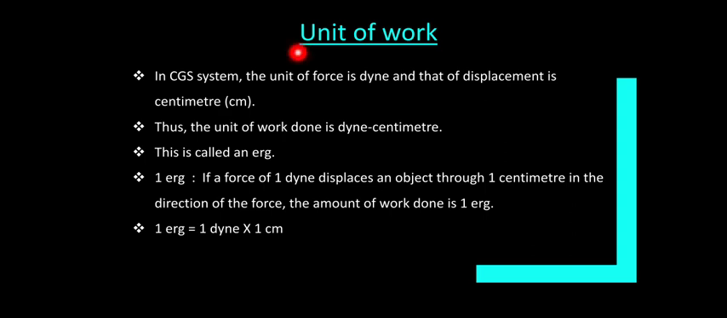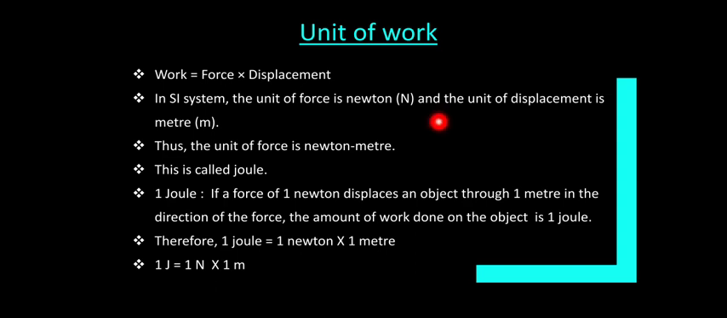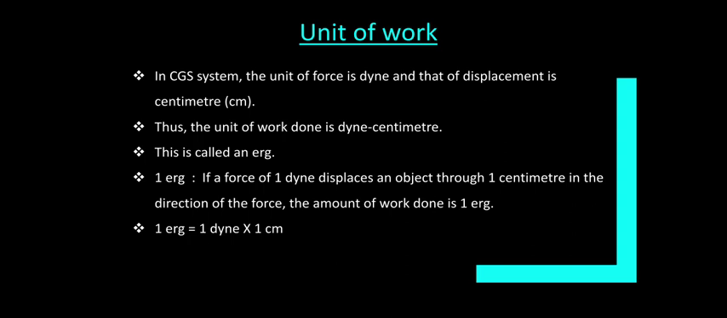In CGS system, the unit of force is dyne and that of displacement is centimeter. Followed? See, in SI system it was Newton and meter, whereas in CGS system it is dyne and centimeter. So the unit of work done will be dyne centimeter, and this is called as an erg. Okay, there it was called as joule. Followed? So 1 erg is if a force of 1 dyne displaces an object through 1 centimeter in the direction of force. This is very important. In the direction of force, the amount of work done is 1 erg.